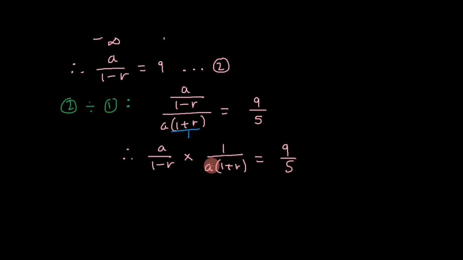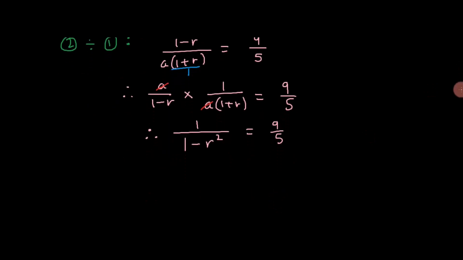The A's cancel here. So then we're left with 1 over 1 minus r times 1 plus r. This will be a difference of squares, so it's going to be 1 minus r squared.